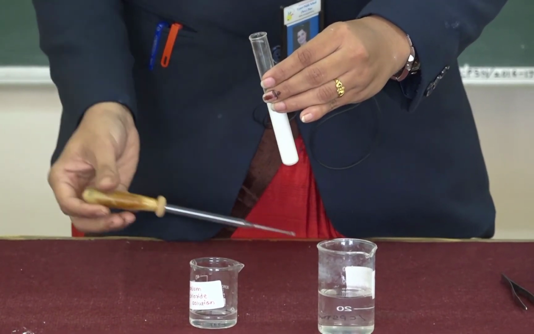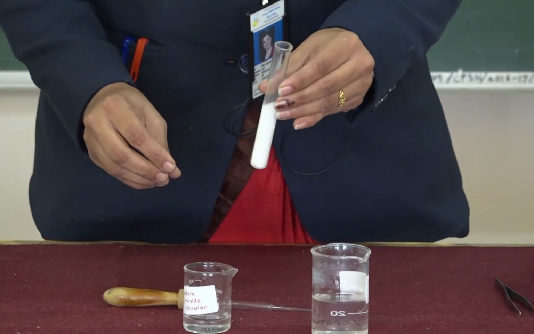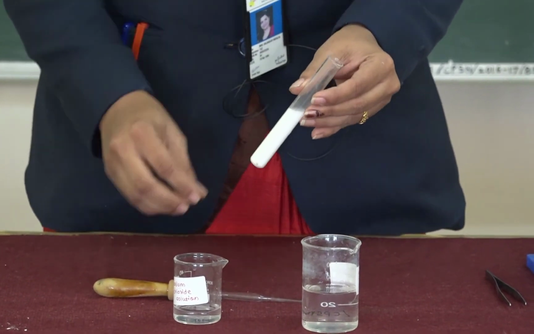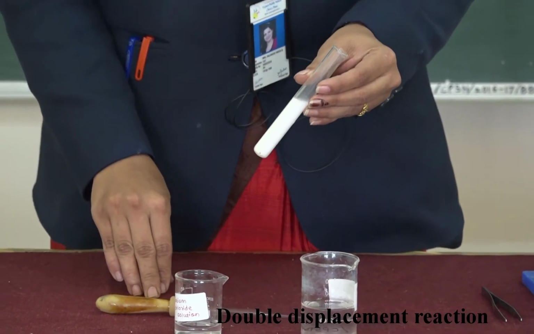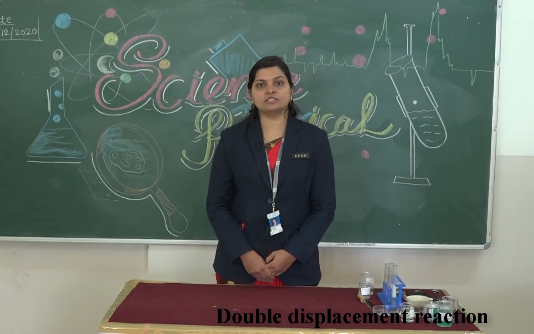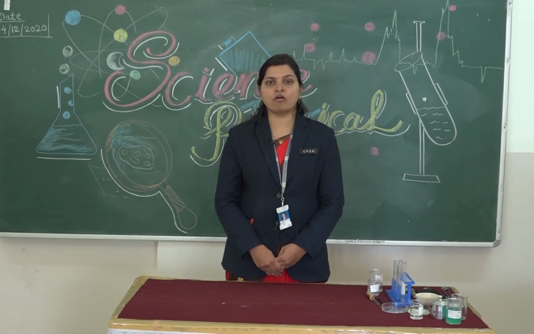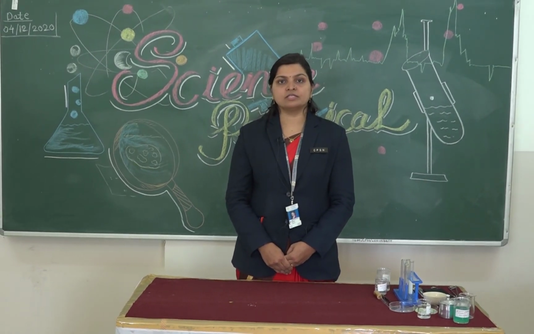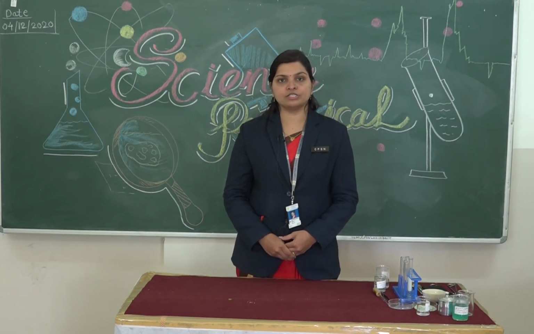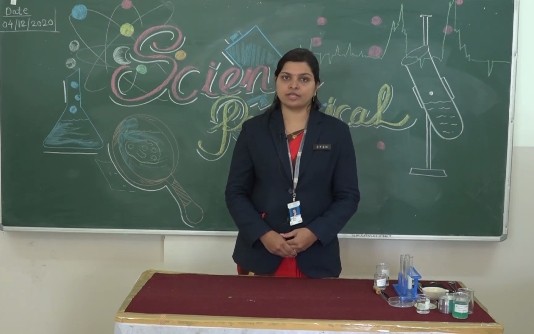In this reaction, a mutual exchange of ions of two compounds takes place and we got the white precipitate of barium sulfate, and so it is a double displacement reaction. So, in this way, in today's experiment we learn how to perform and observe the various types of reactions and classify them into combination, displacement, double displacement and decomposition reactions.